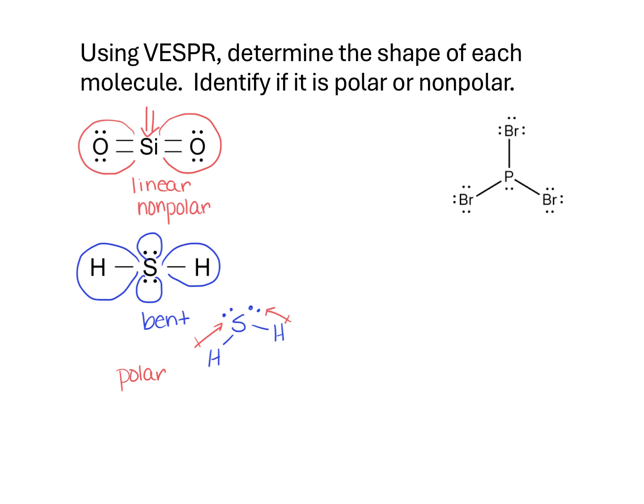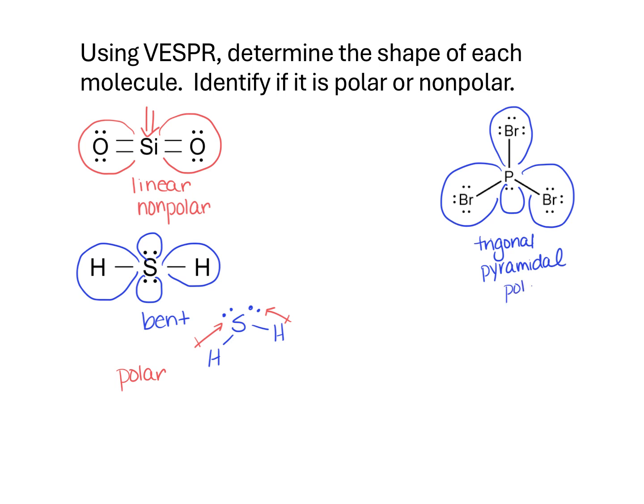All right, now let's look at our last one here, which is PBr3. When we look at PBr3, we see that it has 4 groups, 1, 2, 3, and then 4 here with those lone pair electrons. So that's 3 bonded atoms and 1 lone pair of electrons. So that means it is trigonal pyramidal, right? And it is also going to be polar.